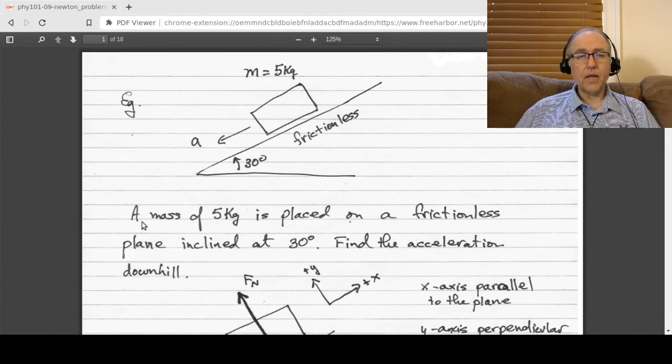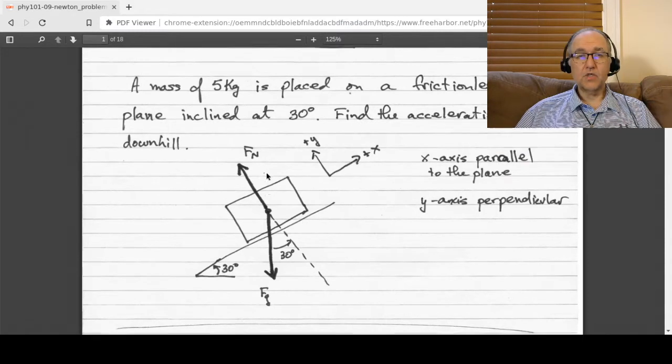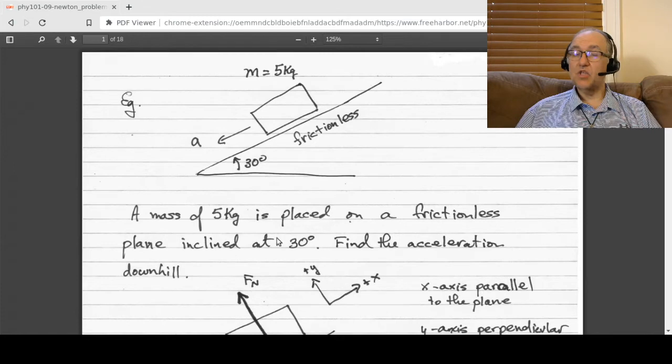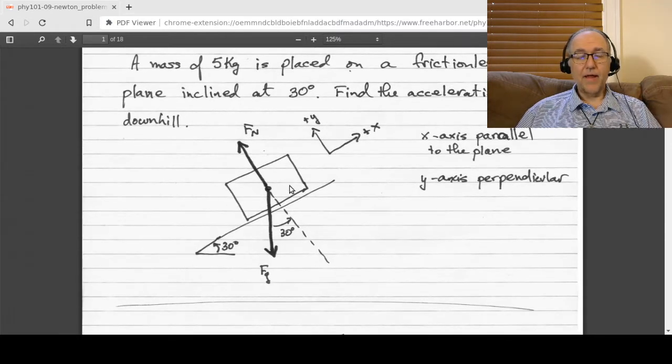Here I say a mass of 5 kilograms is placed on a frictionless plane inclined at 30 degrees. Find the acceleration. So how do we proceed? Well, this diagram already has a few steps involved, so let's go through how I would develop the diagram. The first thing is just draw the inclined plane and the box there like that. In other words, just reproduce this diagram. Now, my English is actually simple enough that you don't even need the diagram. You could just begin by drawing that diagram directly from the description. From the word problem, draw that first.